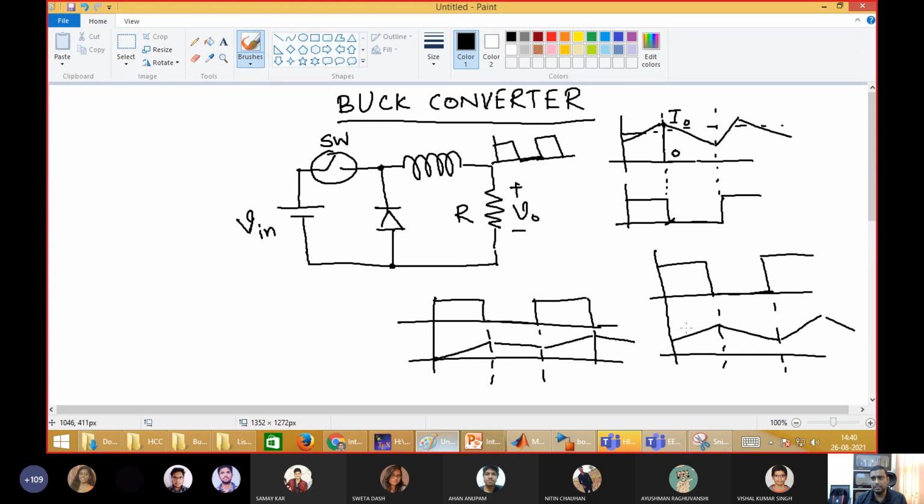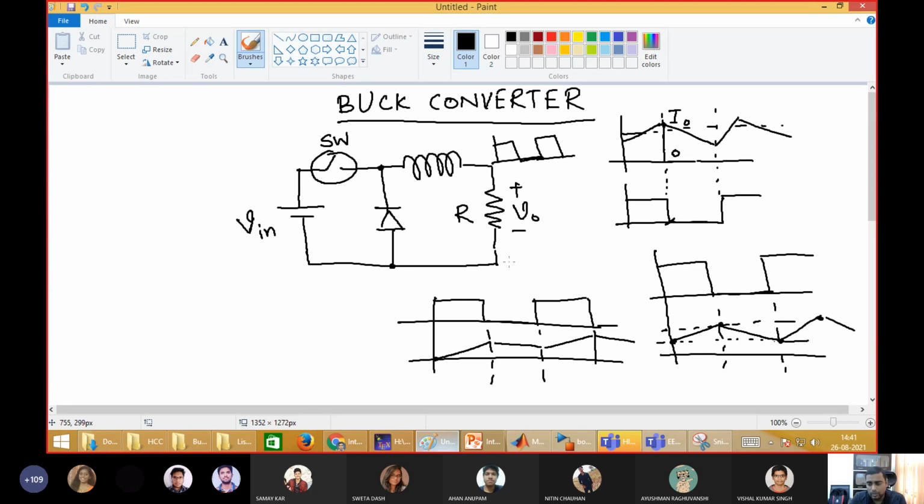Under steady state, in a buck converter or any converter, this starting current should be equal to this ending current. Then only it is under steady state. If it is not, then this circuit is going through transient. It is not steady state. The starting current should be equal to this current, so that is why this is steady state operation.